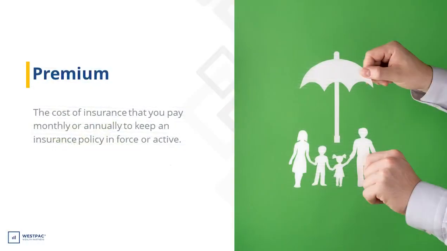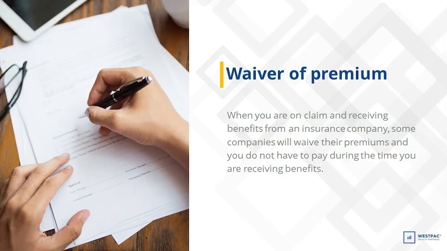So the next definition is premium. What is a premium? A premium is the cost of insurance that you're either paying monthly or annually to keep the insurance policy active. What's a waiver of premium? A waiver of premium typically happens when you are on claim and receiving benefits from an insurance company. Some companies will waive their premiums and you do not have to pay during the time that you are receiving benefits from that insurance company.